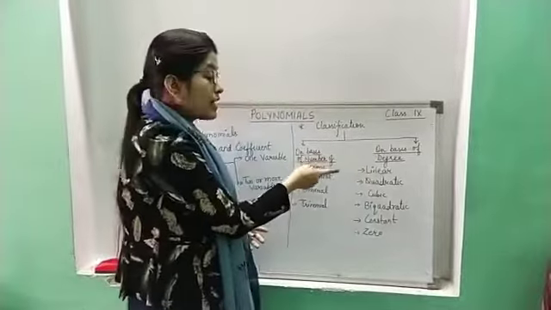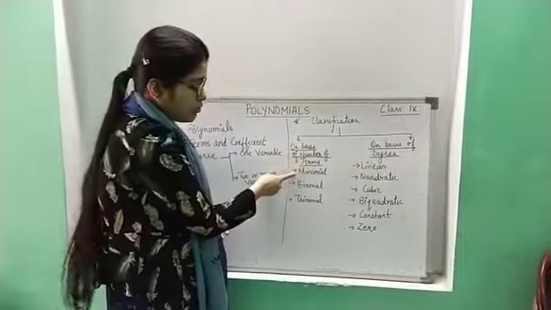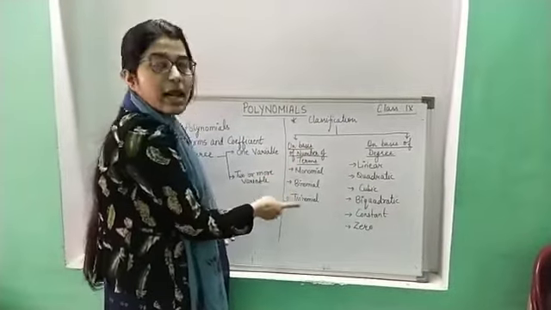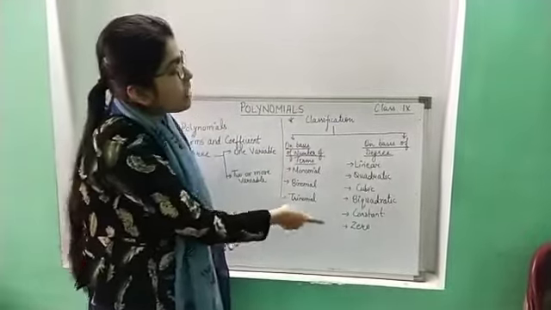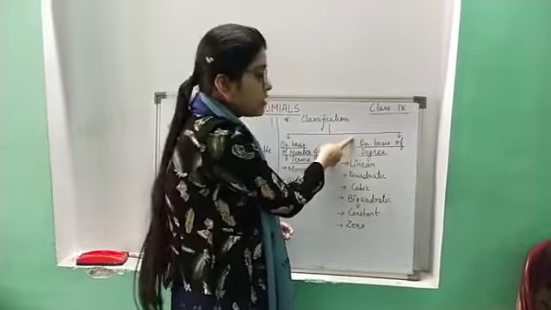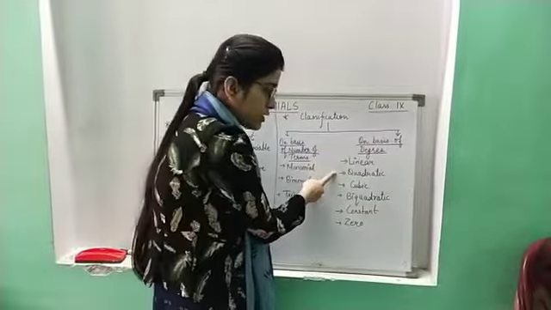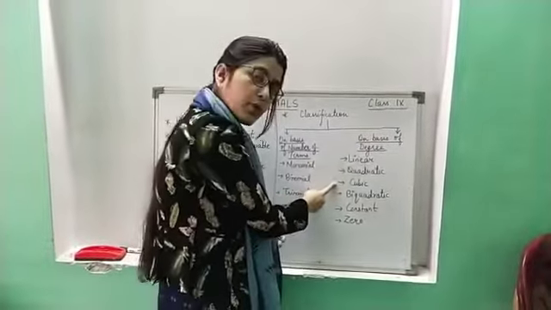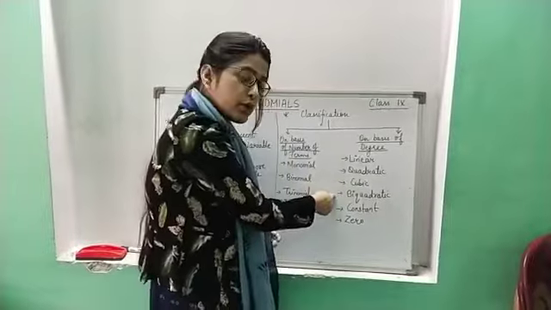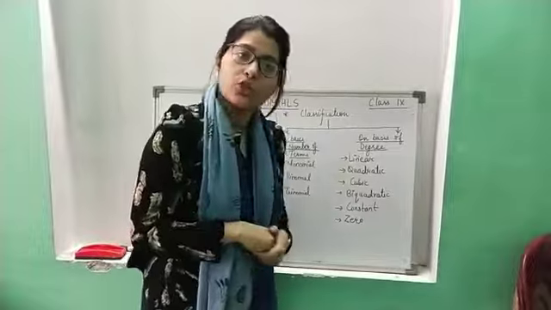If polynomials are classified on the basis of terms, then they are further classified into monomials, binomials and trinomials. And if they are classified on the basis of degree, then the further classification is linear polynomial, quadratic polynomial, cubic polynomial, biquadratic polynomial, constant polynomial and zero polynomial. So now let's start.